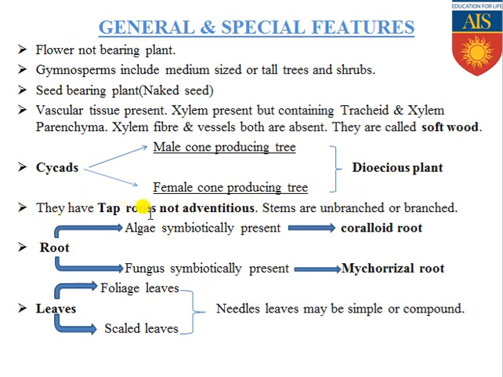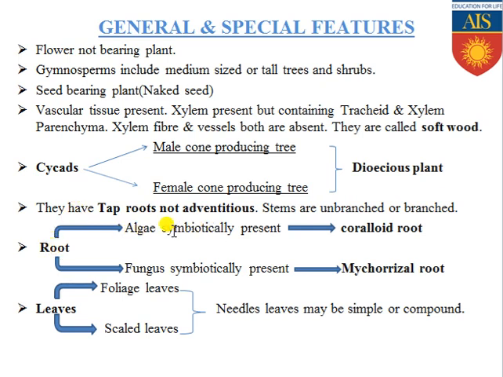They have taproot system, not the adventitious root system. That means the root system has developed a lot. In algae there is no root, no rhizoid. In bryophyte, rhizoid-like structure has come. In pteridophyte, root structure is present, that is adventitious root, and in Gymnosperm it has come to taproot system. And stems are also unbranched or sometimes branched also. So both types of stems can be found.